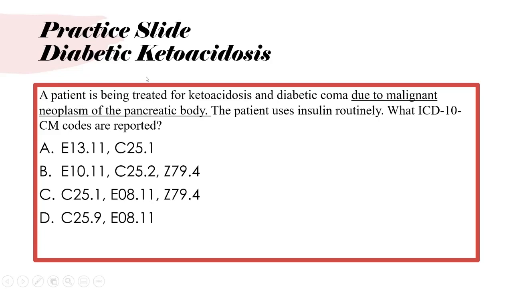And this one is a different type of diabetes. This patient is being treated for ketoacidosis and diabetic coma due to malignant neoplasm of the pancreatic body. The patient uses insulin routinely. Well, one thing we know for sure is the physician did not tell us the type.